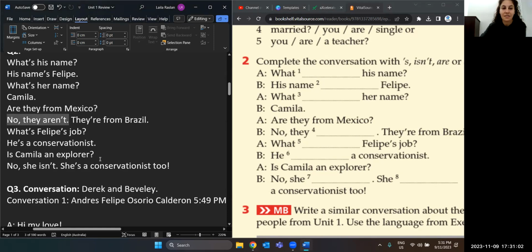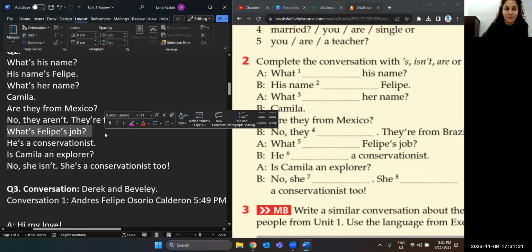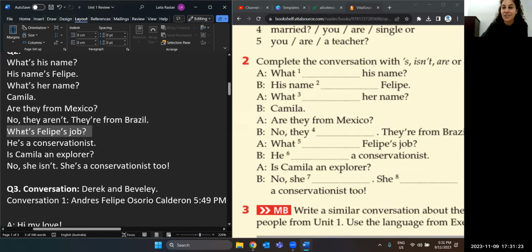Yes, so we've got a contraction. No, they are not, which we have to say as no, they aren't. And then we have they are, but we connected the subject and the verb to be. They're from Brazil. Yeah, so what's Felipe's job?